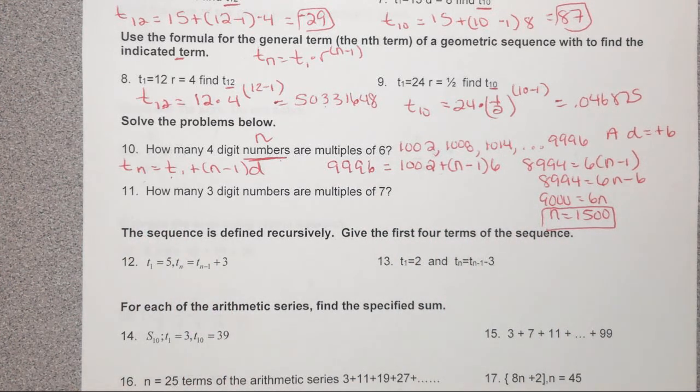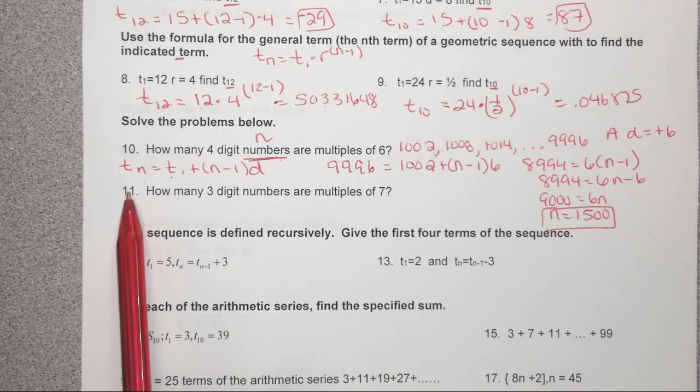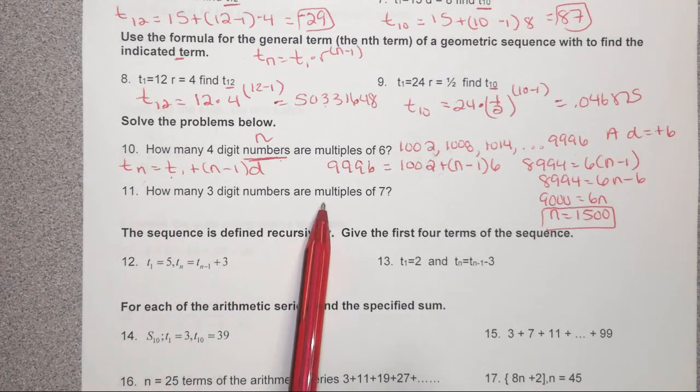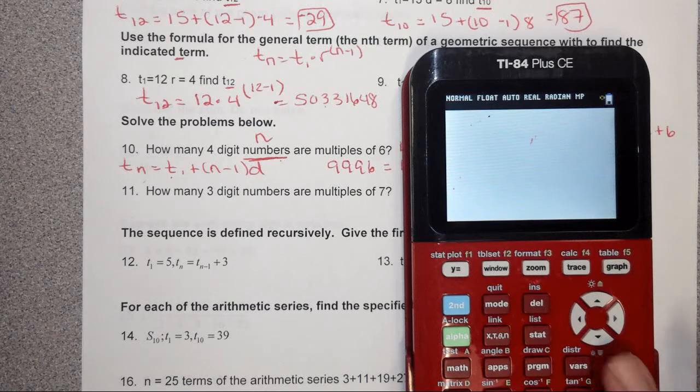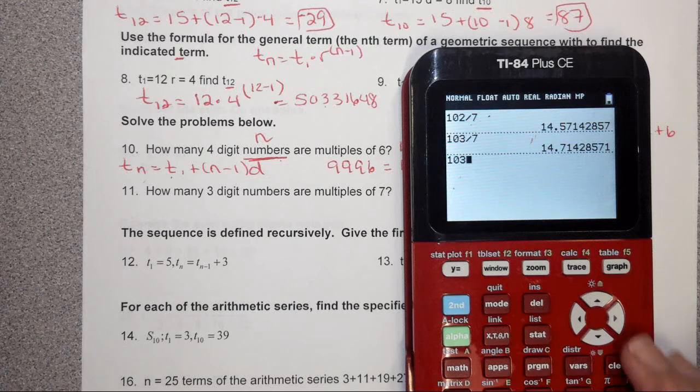All right, number 3 is going to work the same way. Pause the video, try it on your own, and then come back and check. So on number 11, they want to know how many 3-digit numbers are multiples of 7. So we're going to start off with the same process. The first 3-digit number I have is 100. Is that divisible by 7? Nope. Then I'm going to try 101. Is that divisible by 7? Nope. Try 102, I try 103, until I find the first one that I can divide by 7 evenly.